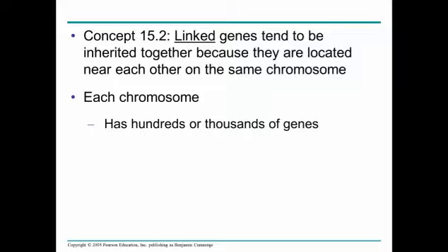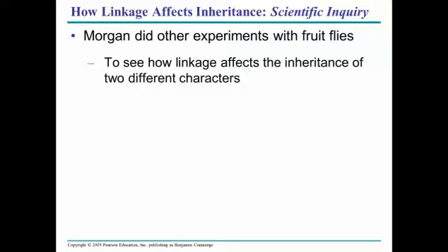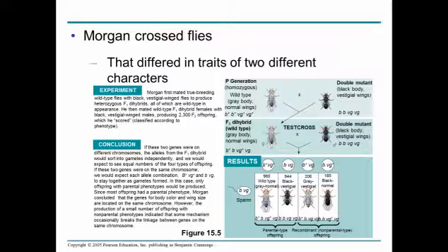Each chromosome has hundreds or thousands of genes: hundreds for the Y chromosome, which is very small, and on the order of thousands for the X and other chromosomes. Morgan followed up his experiments by looking at how linkage affects the inheritance of 2 characteristics. Here we see his initial P generation cross. Here's the wild type, gray body and normal wings, and on the right you see the mutant, black body and vestigial wings.